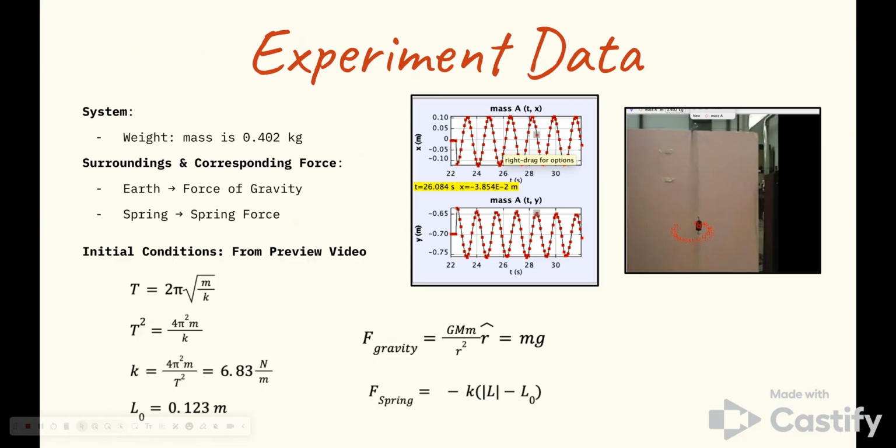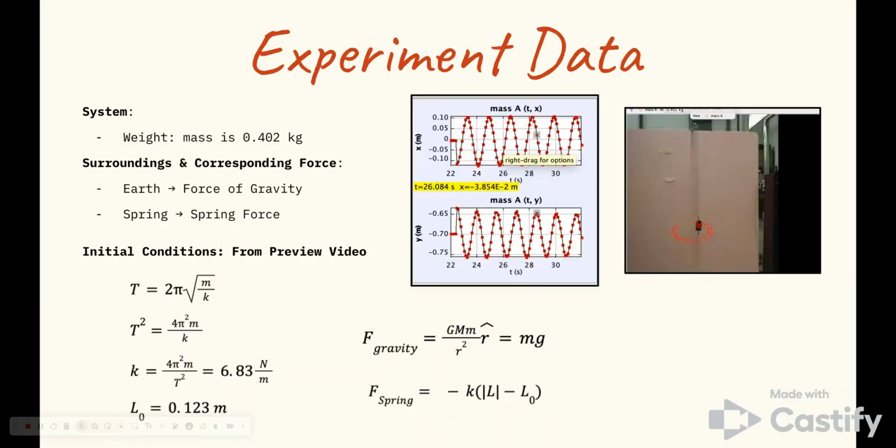For the initial conditions in the y direction, there's a spring force pointing up and a force of gravity pointing down. The two primary forces we're going to consider throughout the whole motion of the spring mass system are the force of gravity and the force of the spring. And the axes, which you also can't see, are at the top of the spring, where it's connected to the wall, essentially.